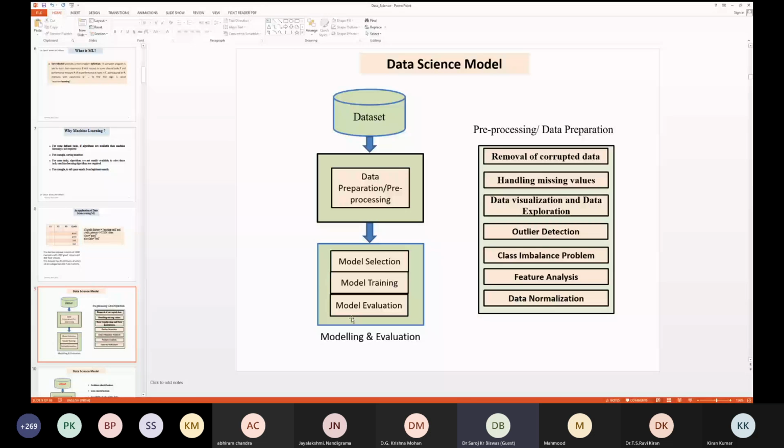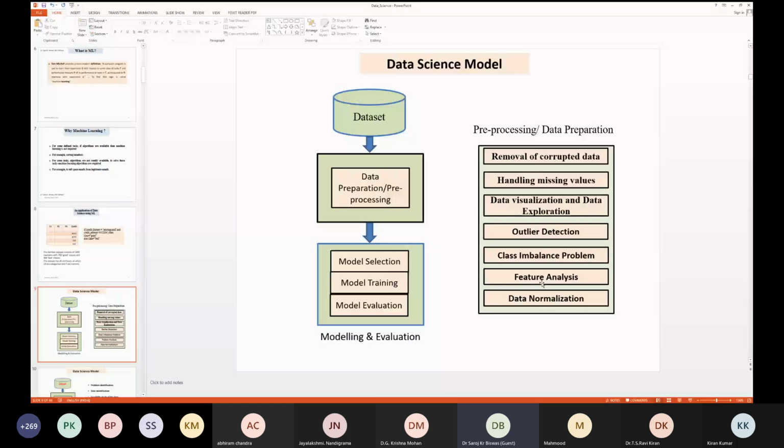Try to understand: to make a model, more than 50% of the time is given to preparing the data, because if the data preparation is good, then your model will be good. That model will be accepted by everybody, by the organizations. So in data preparation, we have these kinds of steps. Not in every problem do we need to use all those steps. Based on the data and the problem, we need to use these steps.